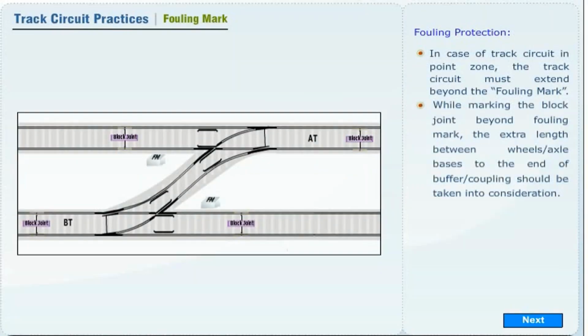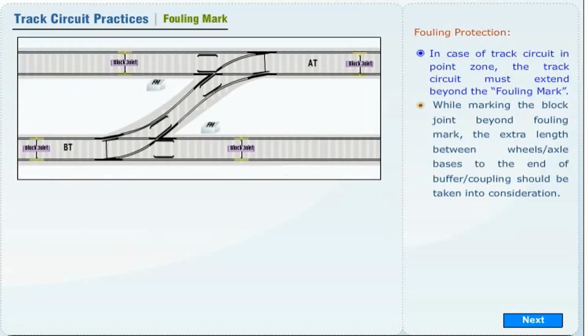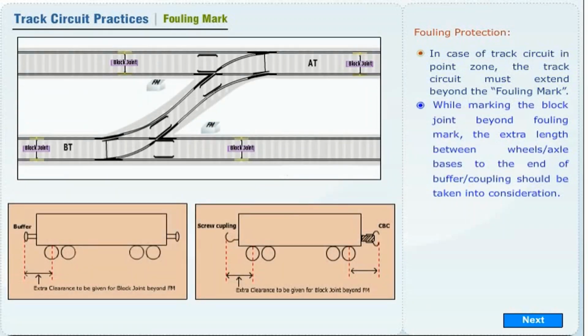Fouling protection. In case of track circuit in point zone, the track circuit must extend beyond the fouling mark. While marking the block joint beyond fouling mark, the extra length between wheels or axle bases to the end of buffer or coupling should be taken into consideration.